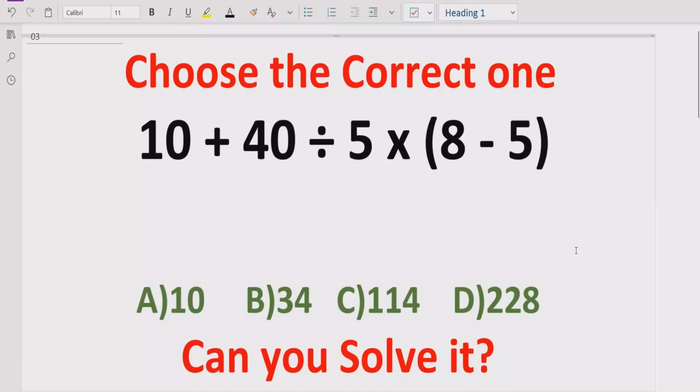Today we will solve another quiz which is related to arithmetic expression. The quiz contains the basic operations plus, minus, multiplication and division. So we have to solve this quiz using PEMDAS and BODMAS method and find out the correct answer. In the answer list we have four answers. A is 10, B is 34, C is 114 and D is 228. So let's see after solving it which answer is correct.